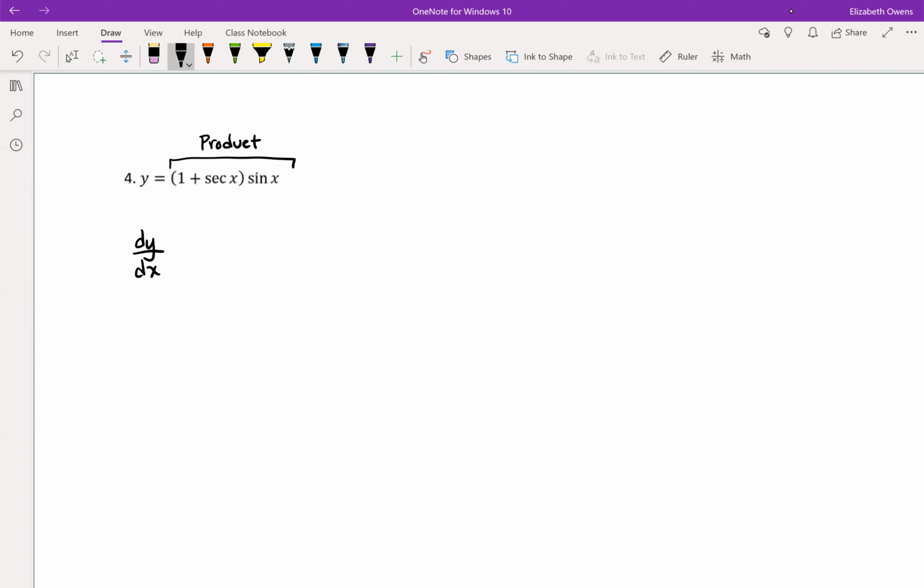Okay, identifying that there is a product overall there. And so I'm going to take my first function, 1 plus secant x, times the derivative of the second function, sine x, and then plus the second function, sine x, times the derivative of the first function, 1 plus secant x. And there we go.